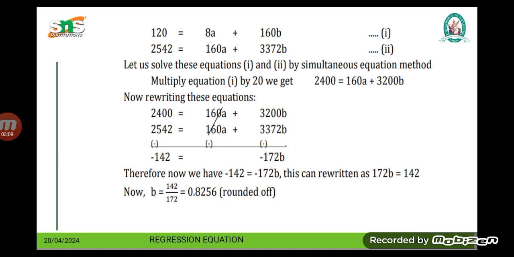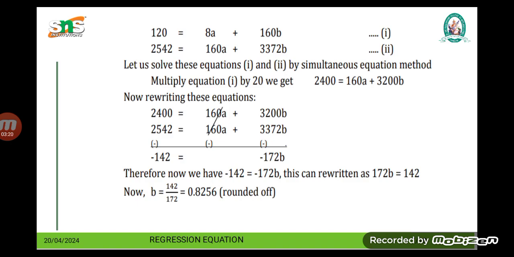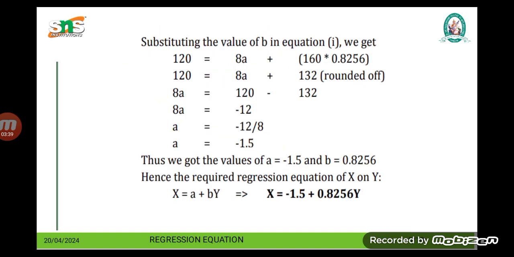I want to multiply my first equation by 20. If I multiply it by 20, the a value will get cancelled, and my value is minus 142 equal to minus 172b. If I divide it, I will get the b value as 0.8256. Similarly, we can calculate the a value by substituting this b value in either the first or second equation.